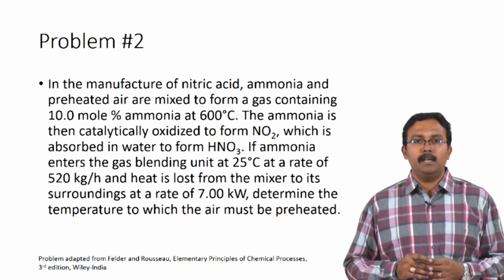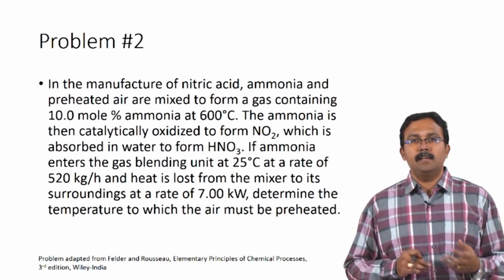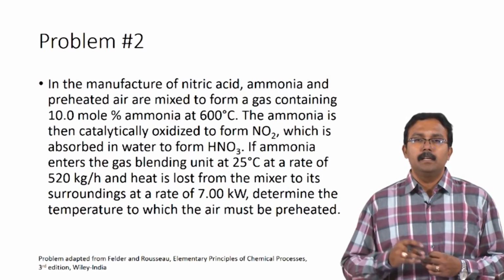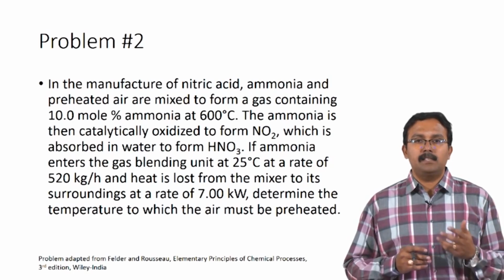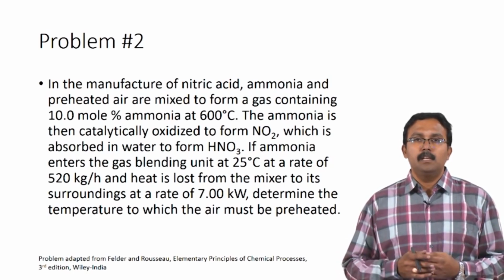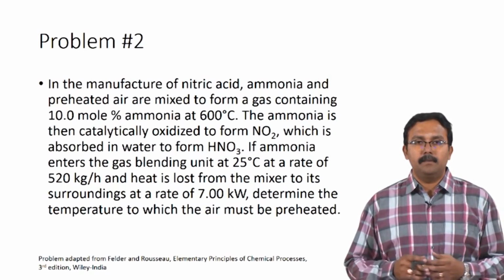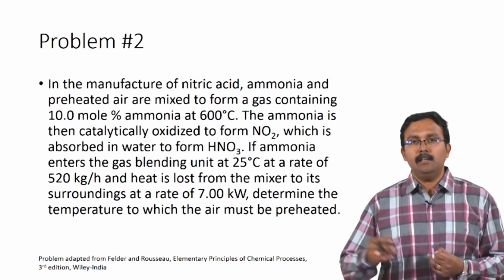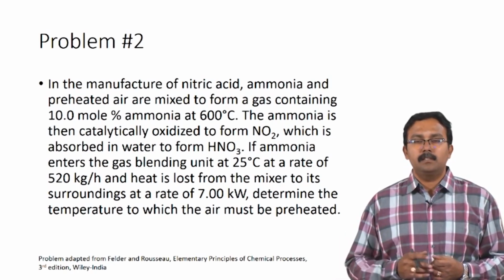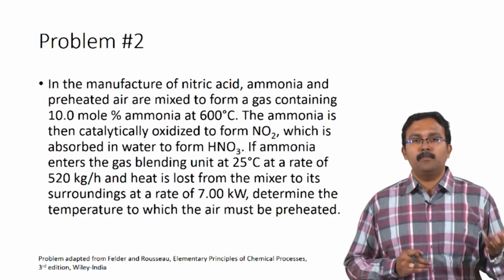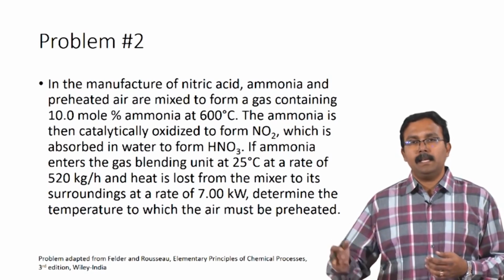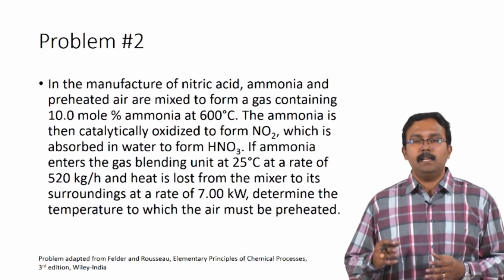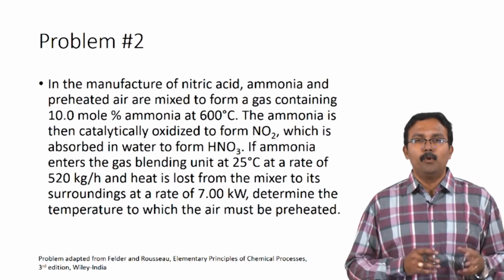First thing we need to identify is the composition of the gas mixture, which is given as 10 mole percent ammonia. So, we need to convert the mass of ammonia which has been given into moles, so that we can use them directly. And also we have Q, heat lost to the surroundings, which is 7 kilowatts. So, the flow rate should be converted to per second instead of per hour. With these things in mind, let us first convert 520 kilograms per hour to moles per second.